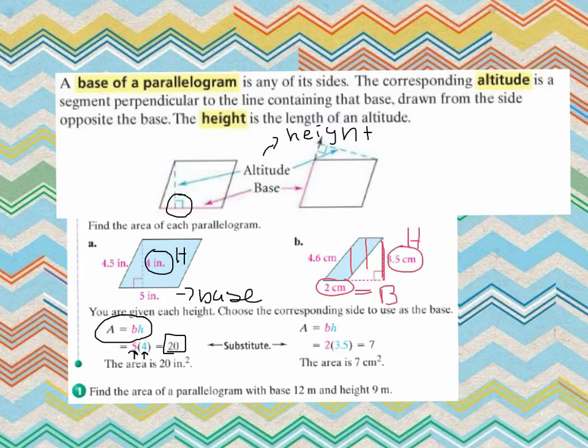So we plug it in. B is 2, height is 3.5. Multiply that, we get 7 as our final answer, so 7 centimeters squared for the area. Notice that I keep using squared. It's because I'm multiplying two numbers, and we're talking about the area. So area is always going to have inches squared or centimeters squared.